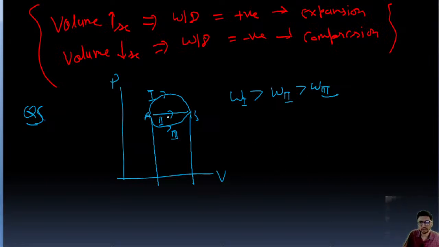Very simple, I hope you have understood. This is a cyclic process and we have used 3 paths. In the 3 paths, the work done from going A to B by path 1 is going to be the greatest, and by path 3 is going to be the minimum. Next, one more thing as a question I'll explain.